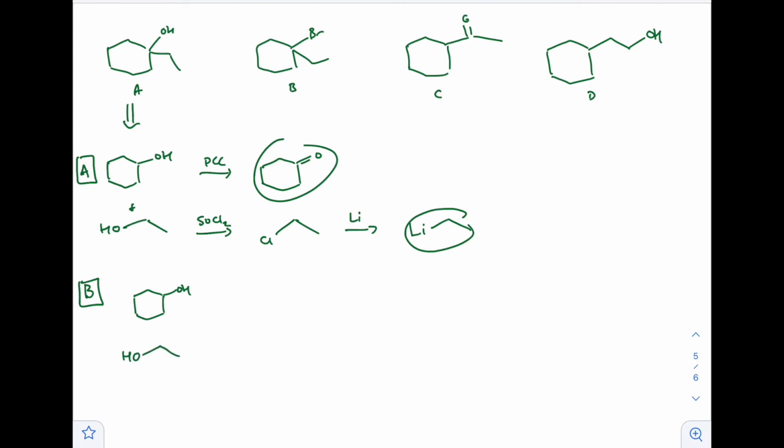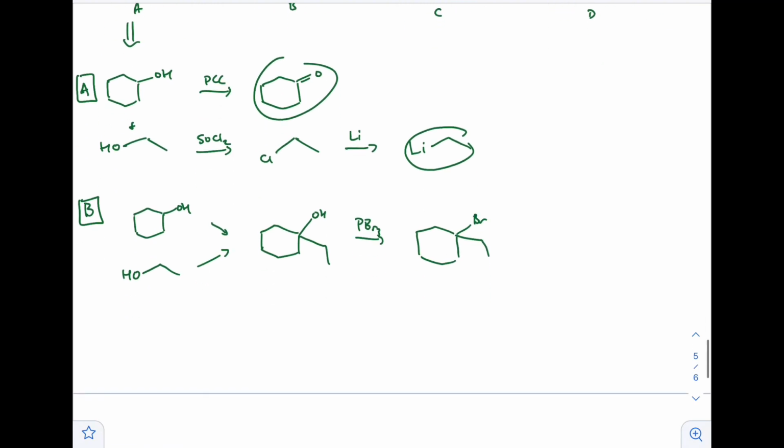Moving on to B, it looks very similar to A, right? So if we're going to make A, why don't we just make A again? Same synthesis, right? Start with that alcohol and then hit it with PBr3, give us our alkyl bromide. Boom. Problem solved.